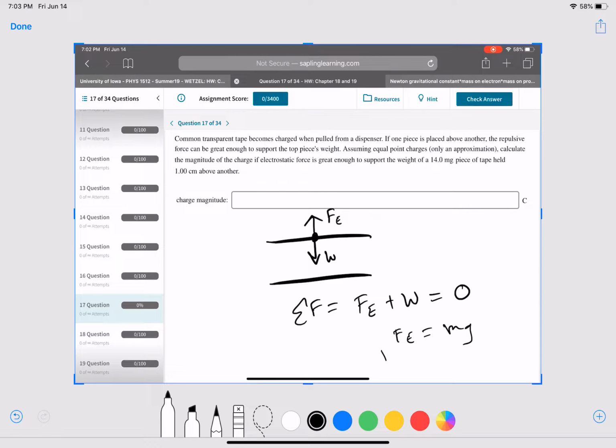And so the electric force, kq squared over r squared, is equal to mg. Since they both have the same charge, you can just have it as q squared. So then q is going to be the square root of whatever this algebra gets you. Okay, delete that screenshot.